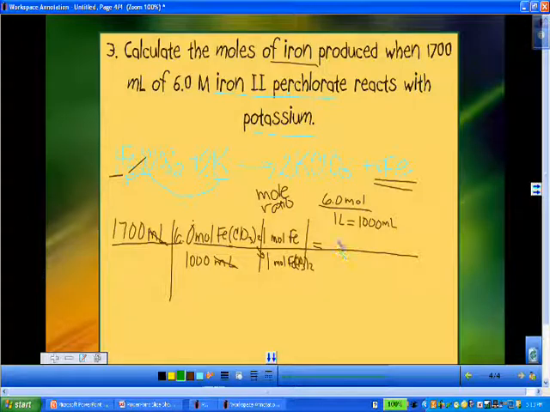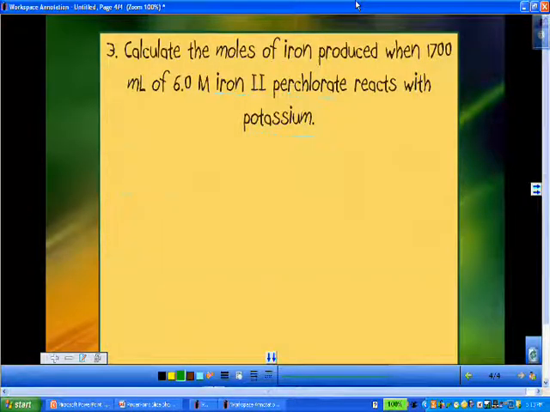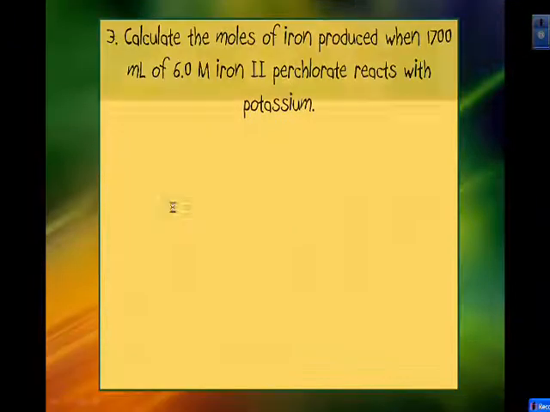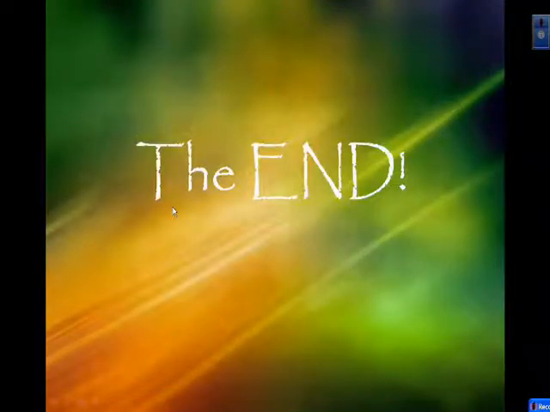So our answer, 10.2 moles of iron. And this is the end of the stoichiometry tutorial number 4.